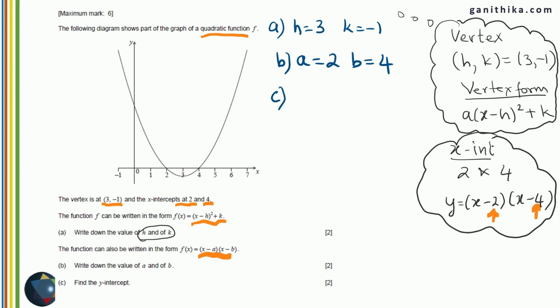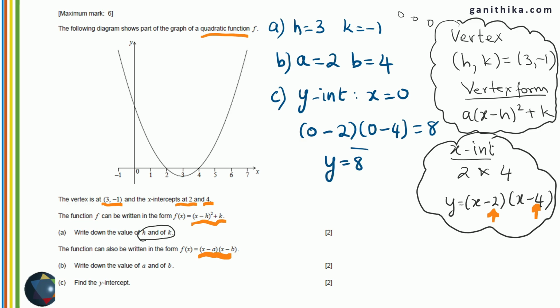Now going for y-intercept for this function, y-intercept is always when x is equal to 0. Substitute x is equal to 0 in the factor form, 0 minus 2 times 0 minus 4, which will give you 8. Therefore, the y-intercept is 8. You can give the answer as y equal to 8 or y-intercept is equal to 8 or 0, 8 as a coordinate. Any of these forms are acceptable.